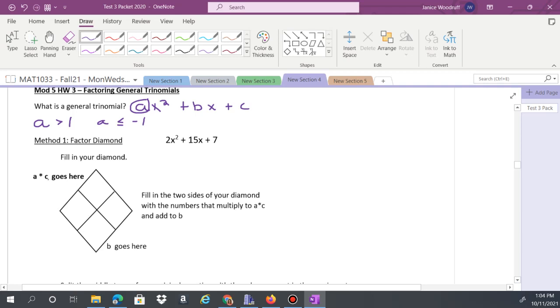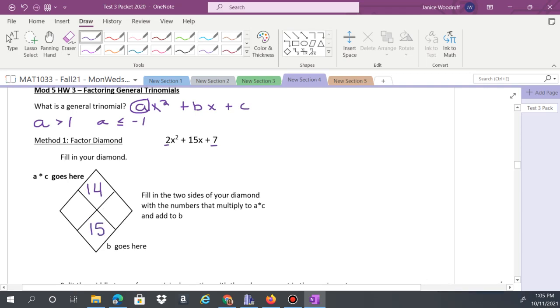In the top of the diamond, you're going to do a times c, which would be this first term by this last term, so 2 times 7. And that gives you a positive 14. Then in the bottom of the diamond, you're going to put your b value, which here is 15.